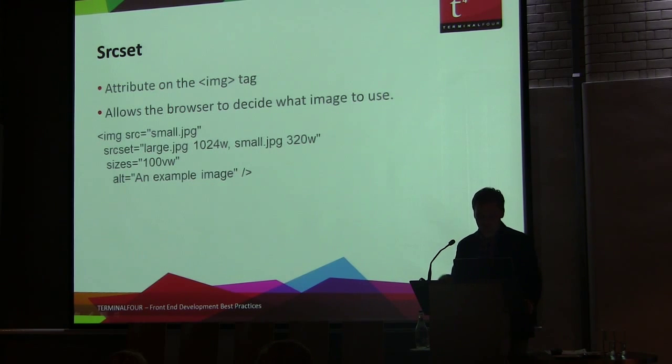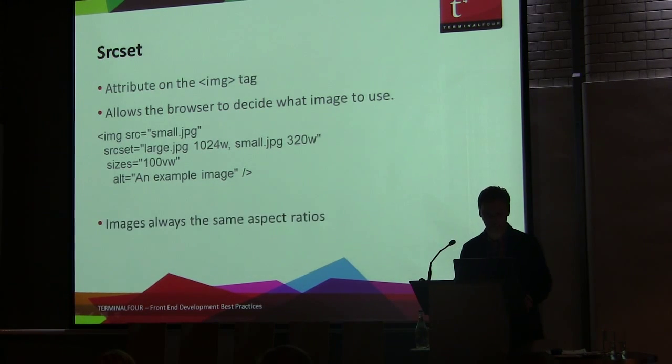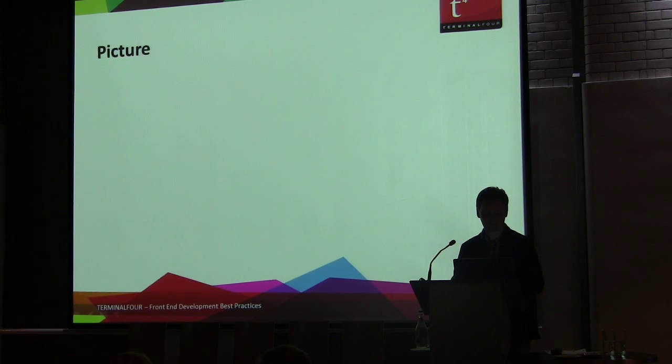So this is not to be used if the browser choosing the wrong image is bad. Don't use it if the browser might make a different assumption to what you think, so that it would result in the page rendering in an incorrect way. Basically, it should only be used when the aspect ratio between the two images that you're defining here is the same. If the images always have the same aspect ratios, then use source set.